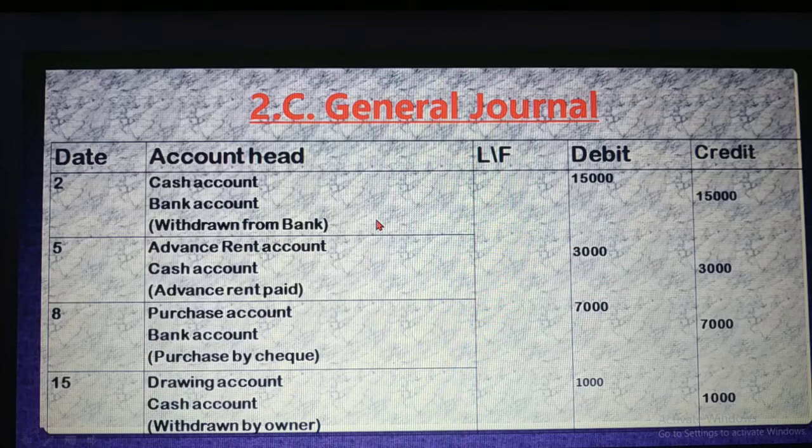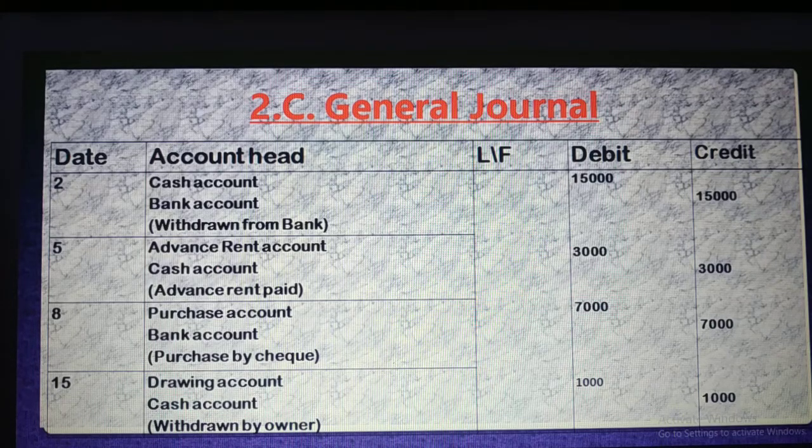So now come to the journal. Dear student, first transaction, the related accounts are cash account and bank account. That means you withdraw money from the bank. That's why your cash money increases, it is debit. Your bank money decreases, it is credit. And next, advance rent account and cash account. You paid your rent in advance. If you paid any expenses in advance, this is your asset. That's why advance rent account debit, and your cash money decreases. That's why cash account credit.